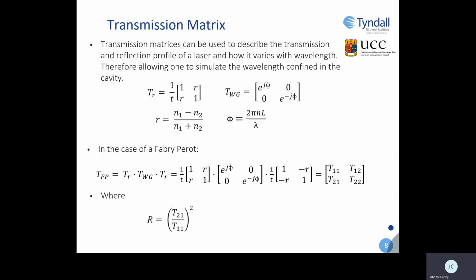When designing the devices, I use transmission matrices to determine what wavelengths can be supported in the laser cavity. The two types of transmission matrices that I used: one describes the transmission through the reflective surface by taking into account the change in refractive index, and the other describes the transmission through the waveguide by taking into account the length of the cavity, the refractive index, and the wavelengths generated. So in the case of a Fabry-Perot, you can find the transmission matrix by finding the dot product of two reflective transmission matrices and the transmission matrix of the cavity. The reflection profile is then |T21/T11|^2, and this can be plotted as a function of wavelength.